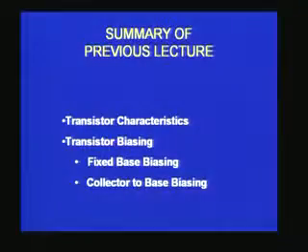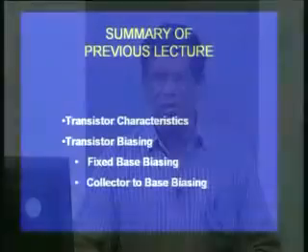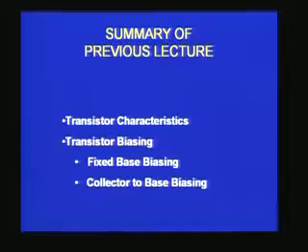We also saw about the basic principles of transistor biasing after looking at the concept of a load line for a given load in a common emitter amplifier. Then we just saw with some examples two different types of biasing schemes. One is called the fixed base biasing, the other is the collector to base biasing.